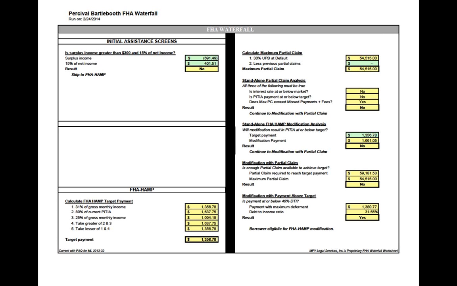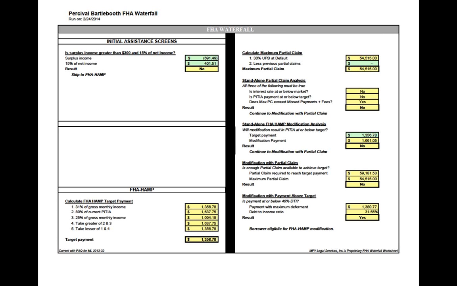so we're going to move on to the next step, the modification with a partial claim. So here, as I said before, we're trying to apply the partial claim to create principal deferment, bring down the payment. The target payment requires about $59,000 of principal deferment in order to make the math line up, but we only have here about $54,000 of principal deferment available. So again, we didn't quite reach that. We're not there. We have to deal with a payment above our target.